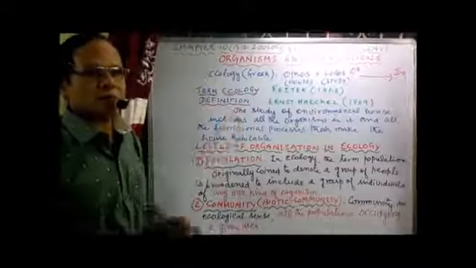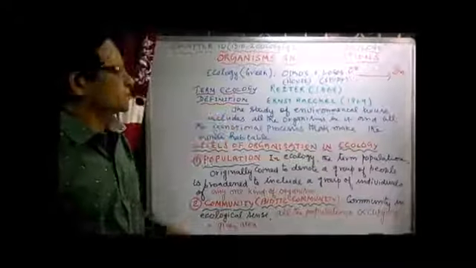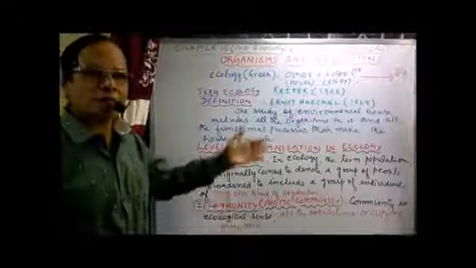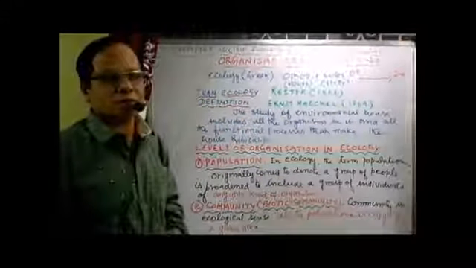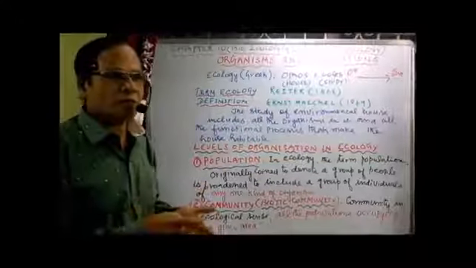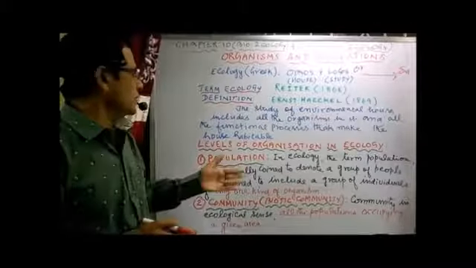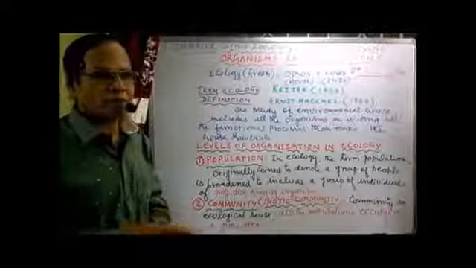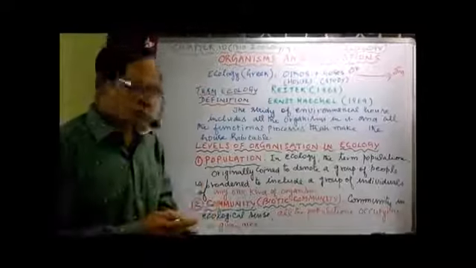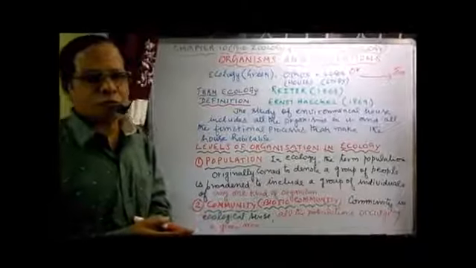The study of environmental house includes all the organisms in it and the various functional processes normally done by the environment or by the population or any living thing that make the house habitable. The various processes make the house suitable for living.